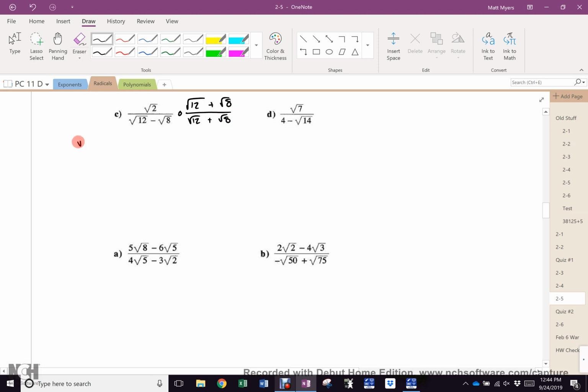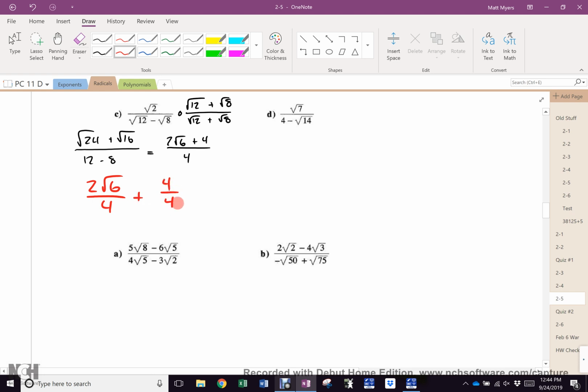And I'm going to get root 24 plus root 16 over 12 minus 8. Yes? And that will get me 2 root 6 plus 4 over 4. Now, what does every single one of you want to do that you are not allowed to do? All of you want to do that. You cannot. Because what this really is is 2 root 6 over 4 plus 4 over 4.